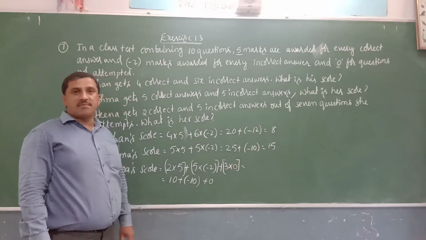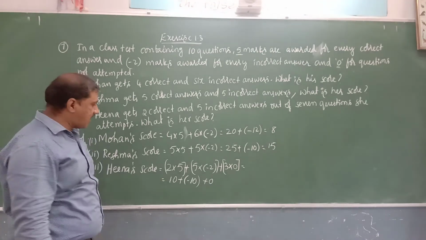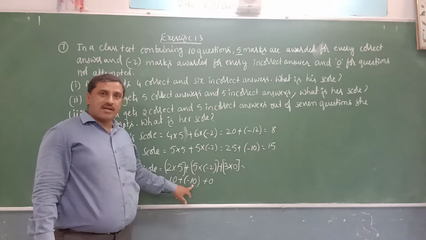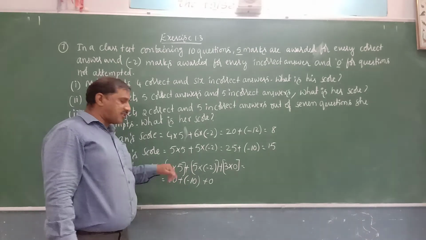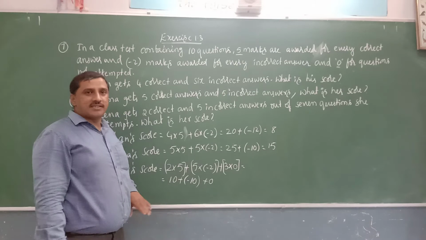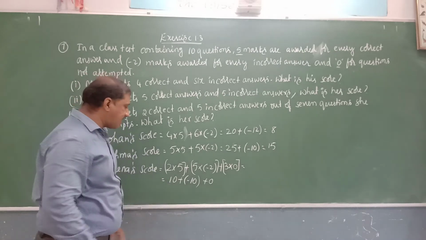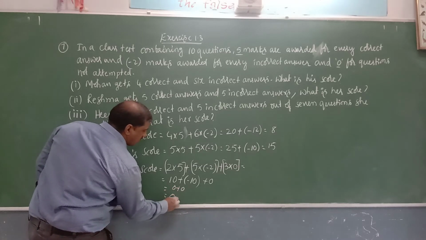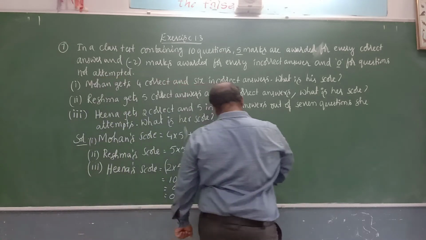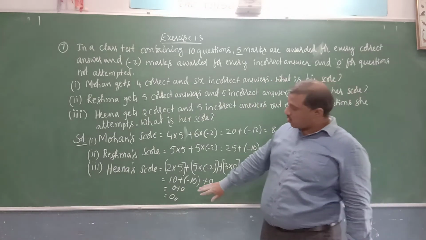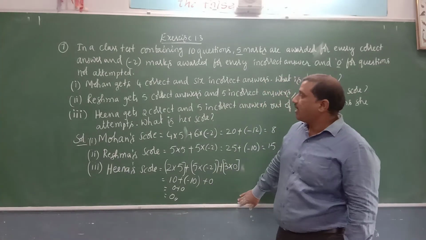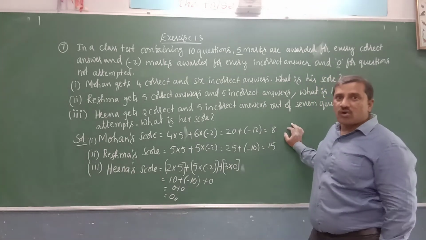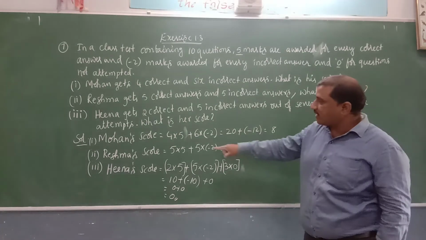Any integer multiplied with 0, what we get is 0 only. Now 10 minus 10, we are adding plus 10 and minus 10. Two numbers with different signs, what to do? Subtract the numbers. Here both numbers are equal. 10 minus 10 is 0. So 0 plus 0 is equal to 0. So now what is the score of Hina? It is 0 marks. Hina scored 0 marks, Reshma scored 15 marks, and Mohan scored 8 marks. So who scored the highest marks? It is 15 marks. It is Reshma.